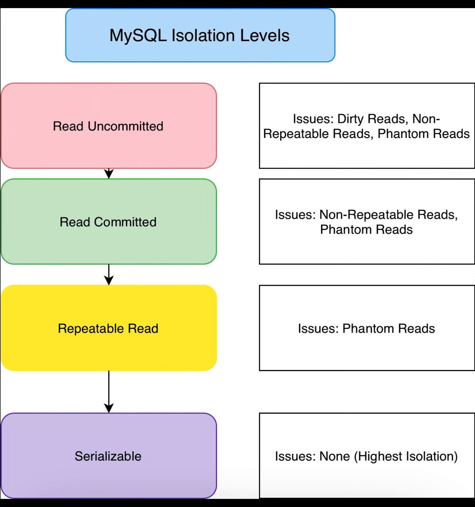3. Repeatable Read, MySQL's default. Description: this level ensures that if a transaction reads a row, subsequent reads of the same row will return the same data, even if other transactions modify the row and commit their changes. This prevents non-repeatable reads. Issues: phantom reads. While non-repeatable reads are prevented, phantom reads can occur. A phantom read happens when a transaction reads a set of rows that match a condition, and another transaction inserts new rows that match the same condition before the first transaction completes.